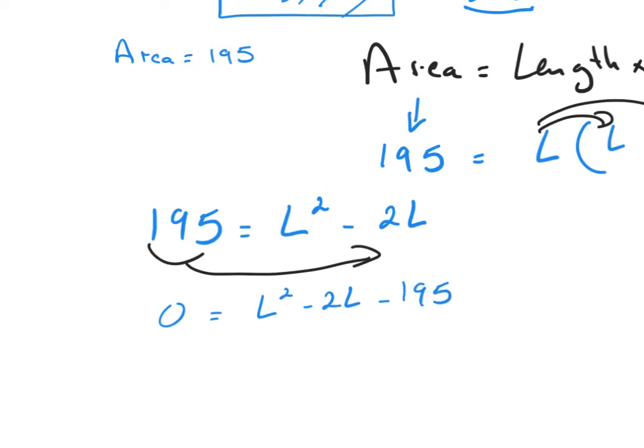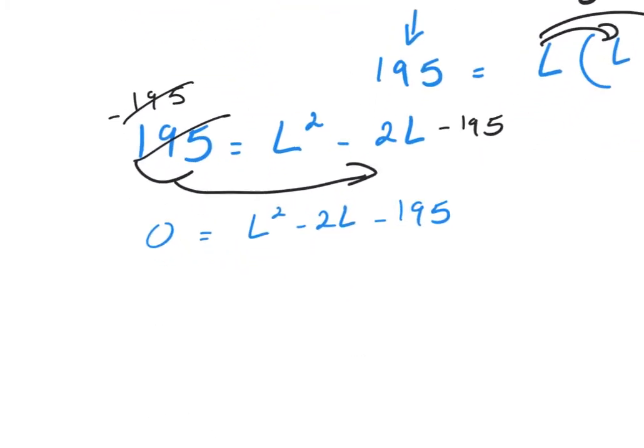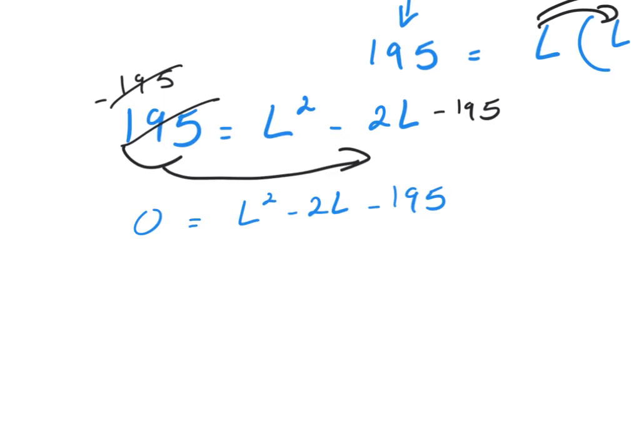Again, we subtract 195 here and also on the other side, so that's going to be gone and we get 0. Well, we can write it this way: we can switch the whole equation to the left. That would make it easy for us. It'll be L squared minus 2L minus 195 equals 0, right?